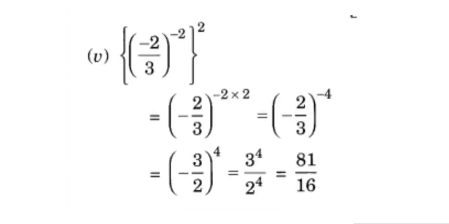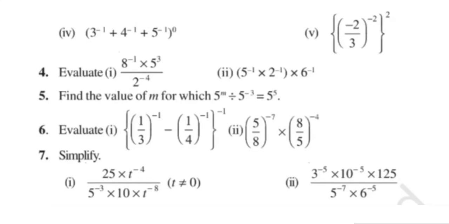Now see the last, number 5th. Minus 2 upon 3. Power is minus 2 and the whole power is 2. So first we will multiply both the power. So it will come minus 2 upon 3 and power is minus 4. Now this we can write in the reverse form, means minus 3 upon 2 and the whole power is 4. Now powers we can write separately. So it will come 3 raised to 4 upon 2 raised to 4. So answer is 81 upon 16.